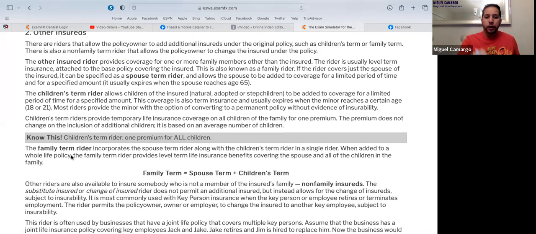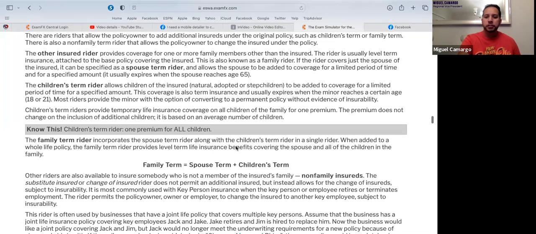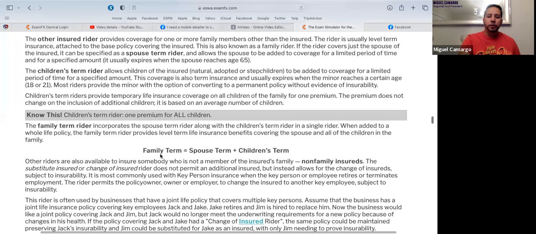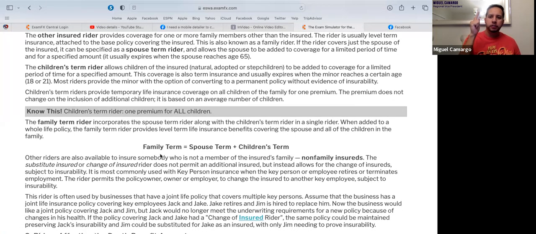Okay, so the family term rider incorporates spouses, children riders, and when you have one big policy that has the primary, the spouse, the children, it's called a family term. It's called a family policy.